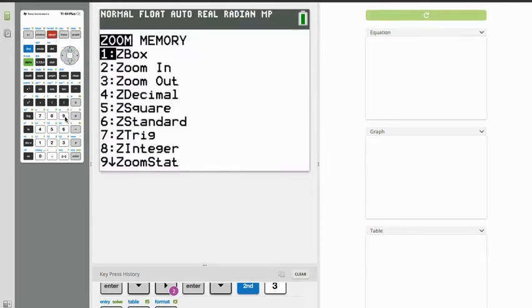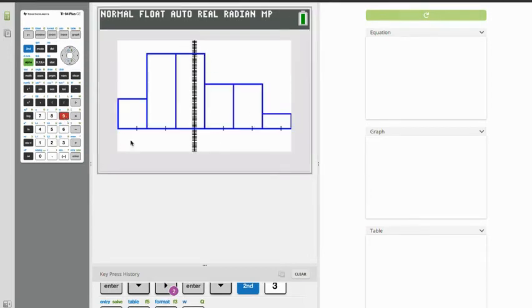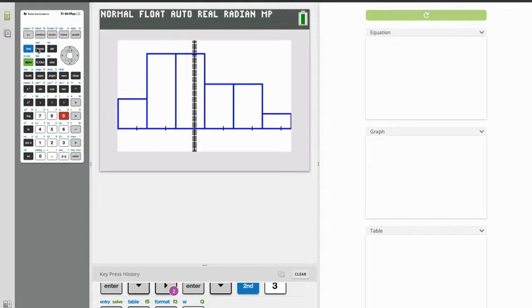Graph, but then zoom 9. And there is our histogram of the residuals. As you can see, there's no strong skew or outliers with that. Last thing we need to do for our conditions is check the residual plot.